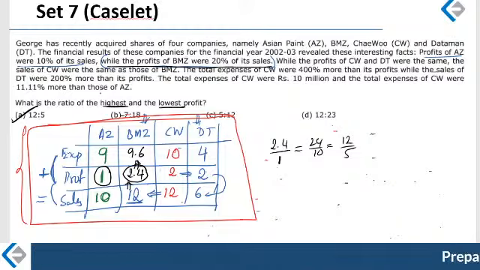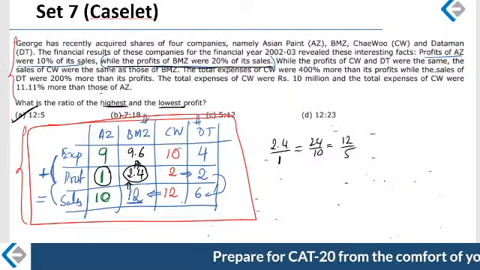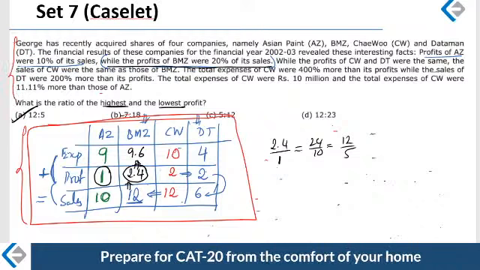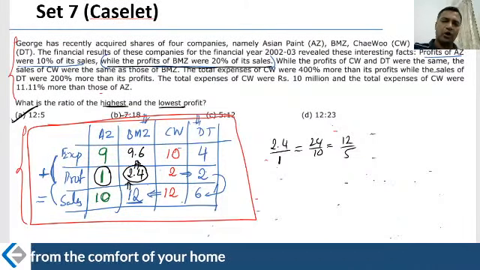What is the skill that is used in this particular set? The skill used is percentage. Are you comfortable with percentage? If you are comfortable with percentage, you get your answers for the given question. The skill used is percentage. Simple. Okay. Yes, guys.